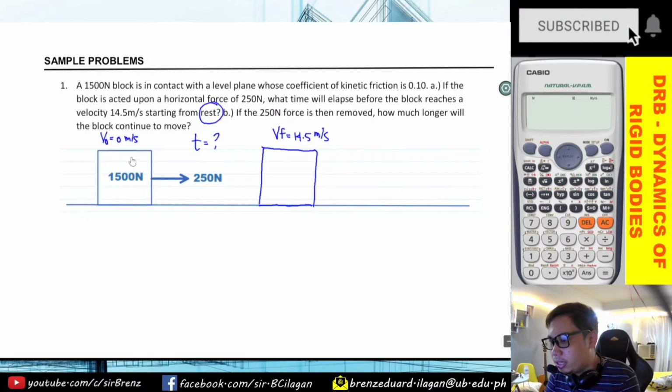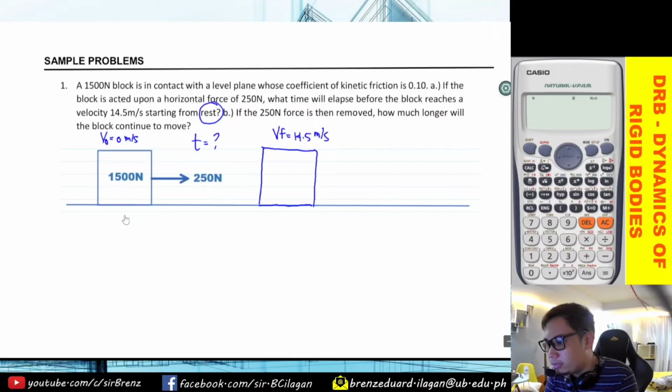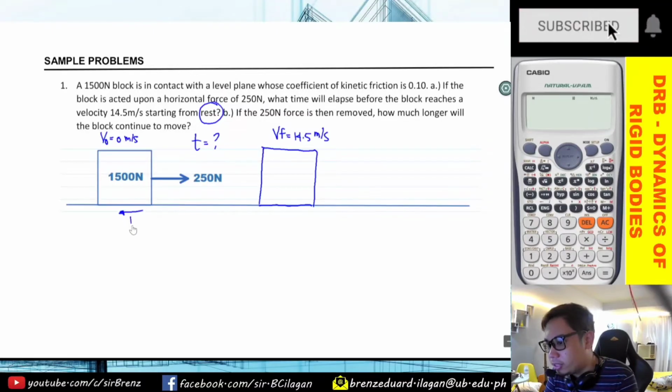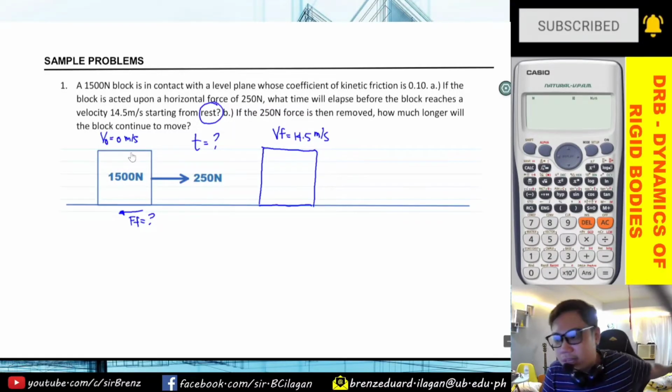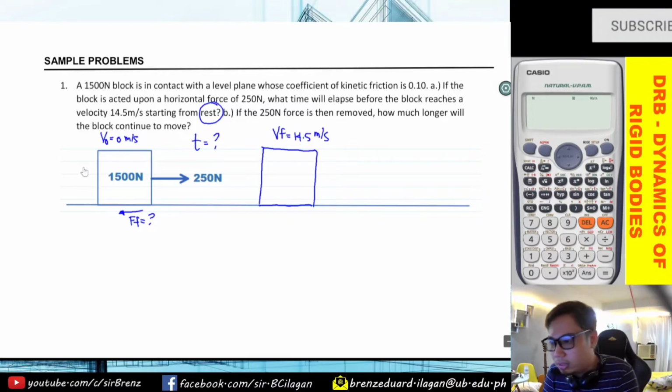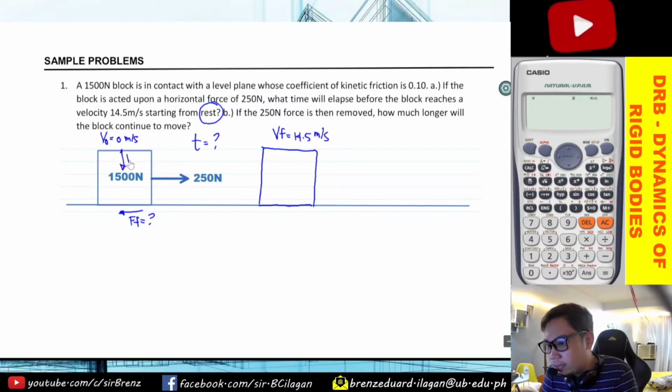So, first, since nagbigay siya kasi ng coefficient of kinetic friction, meaning, with this 250 Newton force, this force causes the motion. And alam naman natin na yung frictional force is always opposite the direction. But what is the frictional force? So knowing that yung weight ng block is 1,500 Newton, ayan.